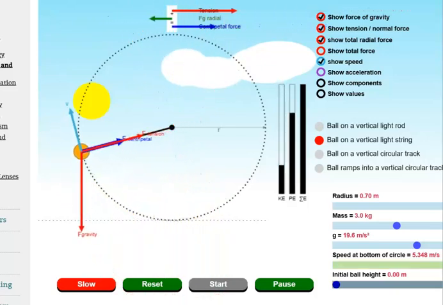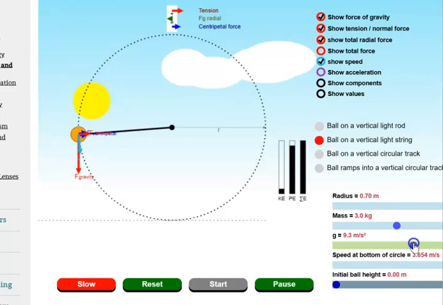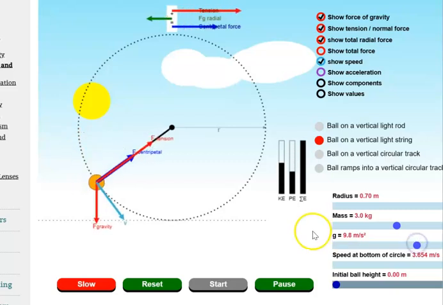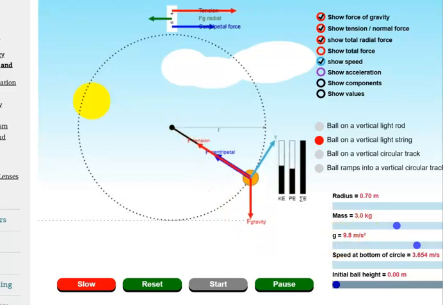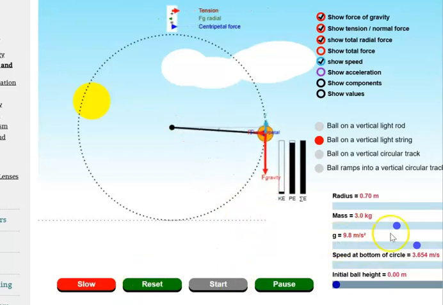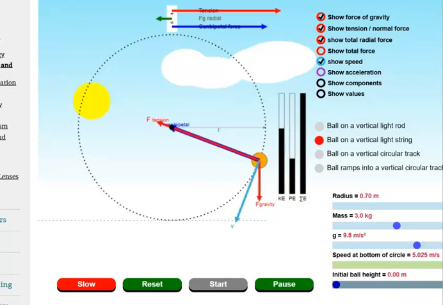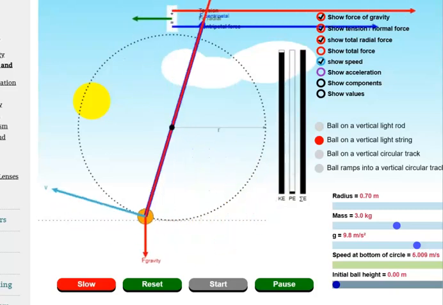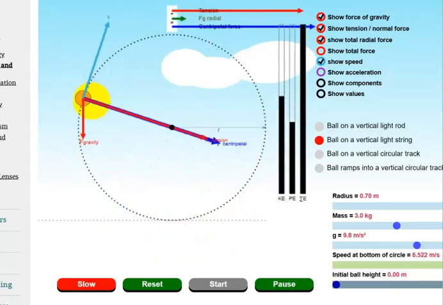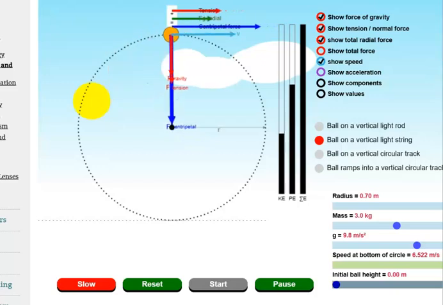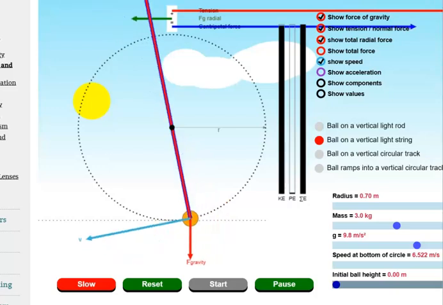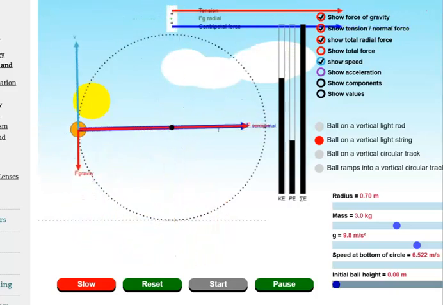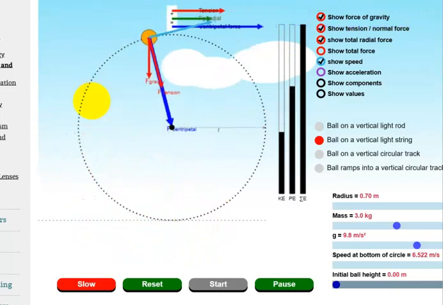Right, anyway, so that's fine. I don't know why this thing is strange. Okay, so g is 9.8. I don't know why you can change g, but anyway, when I reset it, it goes to 10, which is a bit stupid. Anyway, so let's just change the speed of it. Okay, so its initial speed is 6.5, and you can see there it's actually doing a full circle.